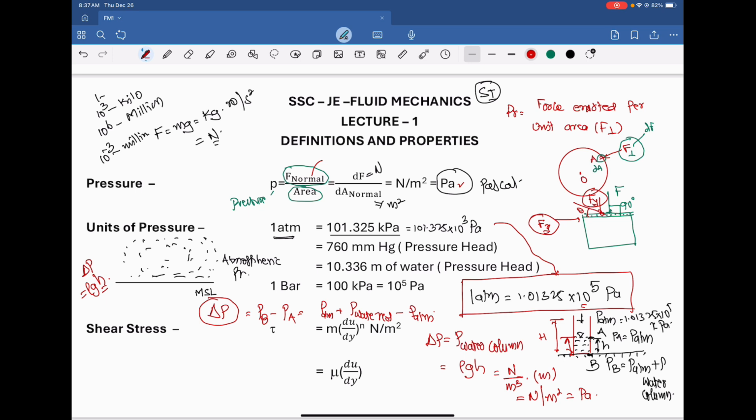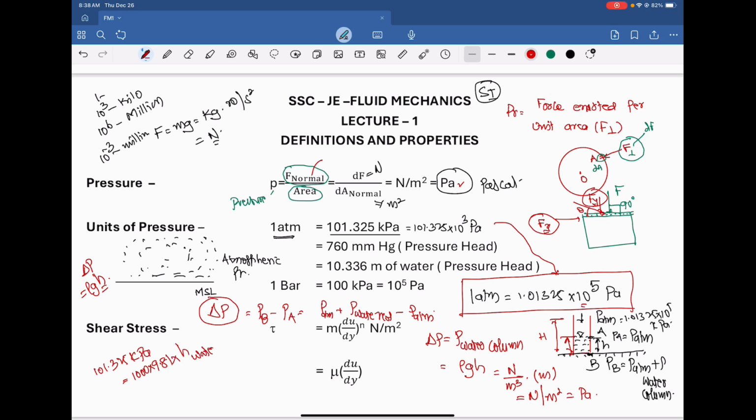If water is used as a fluid, then for this 101.325 kPa, you just see the magic. 101.325 kPa is the pressure. That is equal to, what is rho? 1000. What is g? 9.81. What is h of water is not known. Everything in SI units.